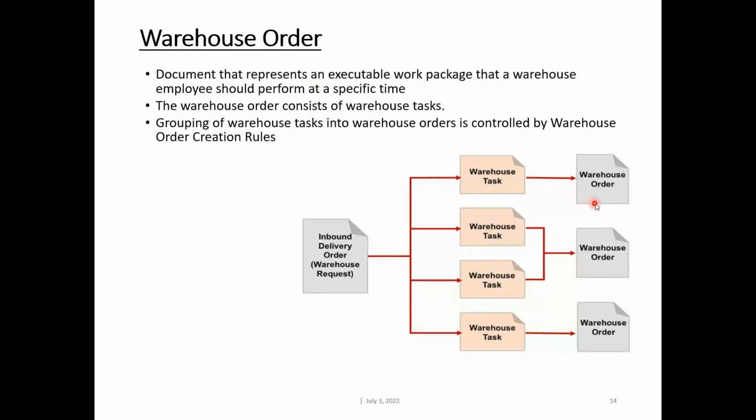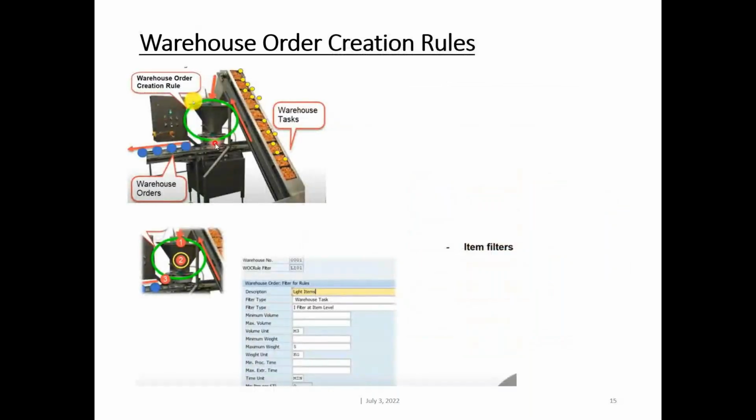Warehouse order, you can just correlate this with the pick list, right? That is a work package for the employee. So if I am a warehouse worker getting this order, I am responsible to execute the task which is linked to the order. If I get a second order, I am responsible to execute these two tasks which are linked to the order. And these orders are created. The orders contain one or multiple tasks based on your warehouse order creation rules.